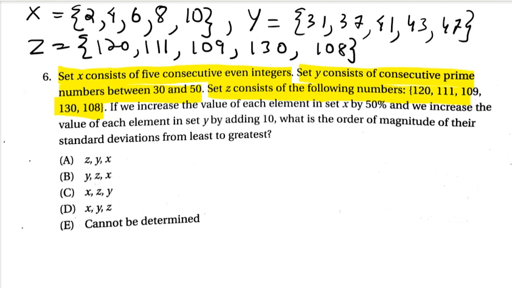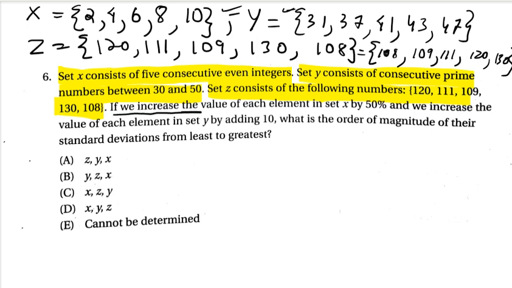So the set that I have written for z is not arranged in proper order, while the ones at x and y are arranged in proper order. So let's arrange this one in proper order. The first one is 108, then 109, then 111, then 120, and then 130. Arranged in order, these will be the values. Now let us go ahead and read the next part of the question.